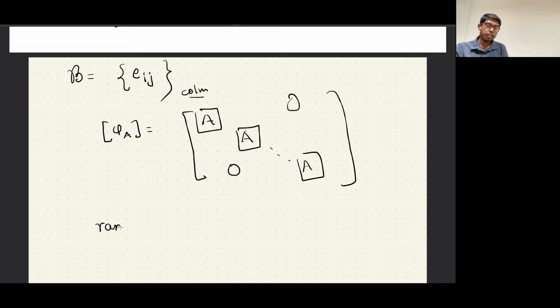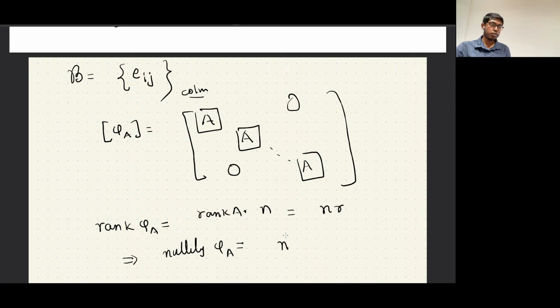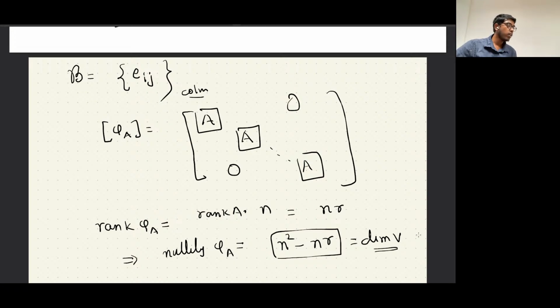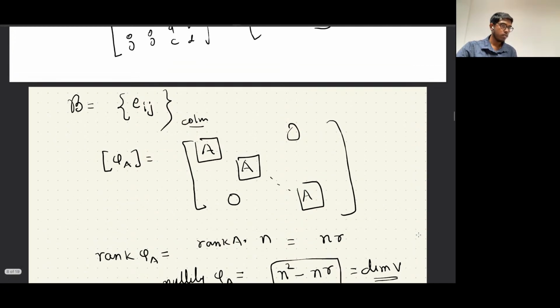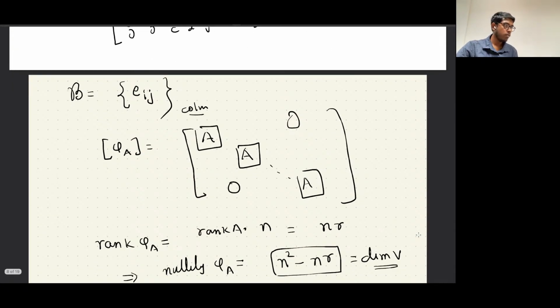So what is the rank of phi A? The rank of phi A is equal to the rank of A times n, the total size, and this is nothing but n times r. So the rank of phi A is n times r, and therefore I'll use the rank-nullity theorem. The nullity of phi A is equal to n squared minus nr, and this is the dimension of V. Is this clear to everyone? I hope it is clear. If you have any doubt, just let me know. We'll proceed to the next problem.